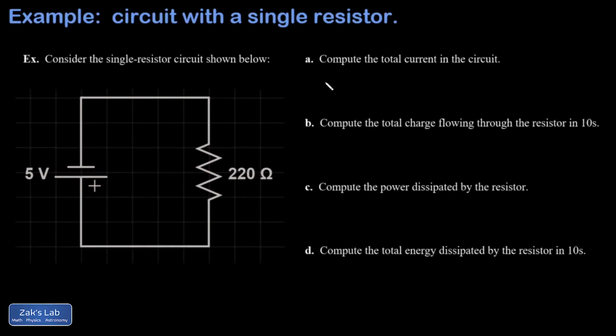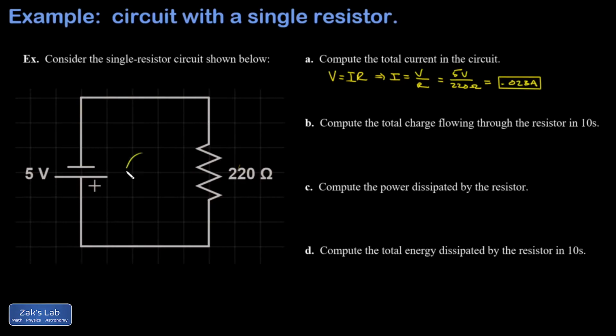We get this from Ohm's law. So this resistor has a potential difference of 5 volts across it. Maybe you remember Ohm's law as V equals IR. You can quickly turn that around into I equals V over R. And the current flowing through this resistor then would be 5 volts over 220 ohms. When I do this calculation, I get 0.023 amps, just keeping 2 sig figs.